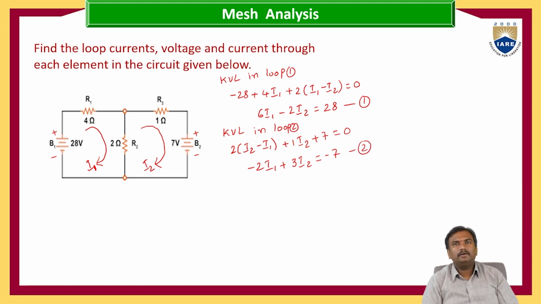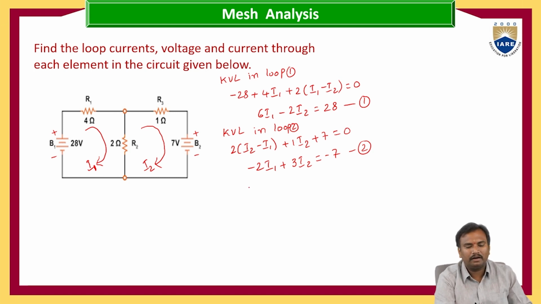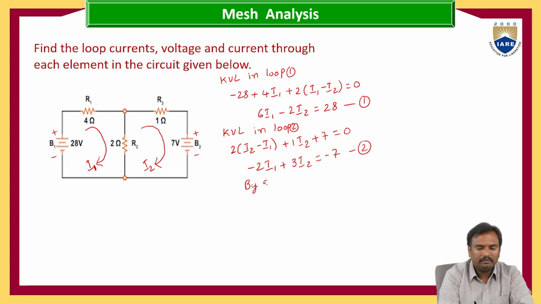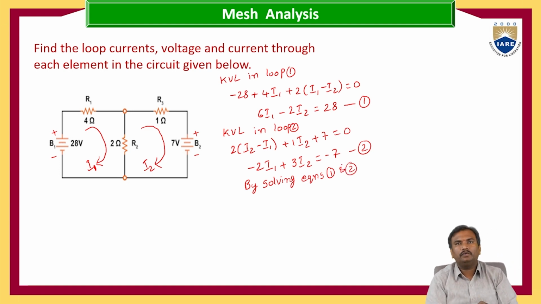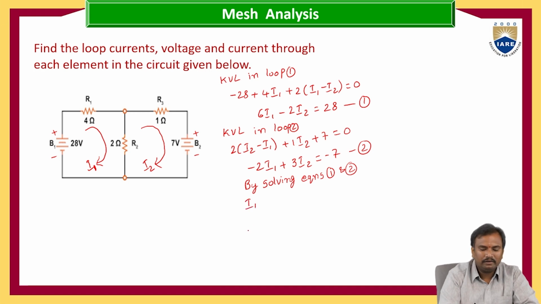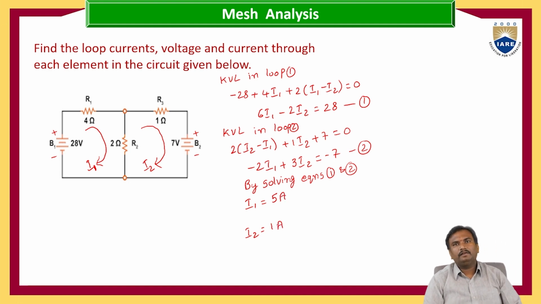Now we got the two equations and two unknowns. We can solve these equations. By solving equations 1 and 2, we are going to get the I1 and I2 values. We get the I1 value as 5 amperes, I2 value as 1 ampere. Now we got I1 and I2 values.